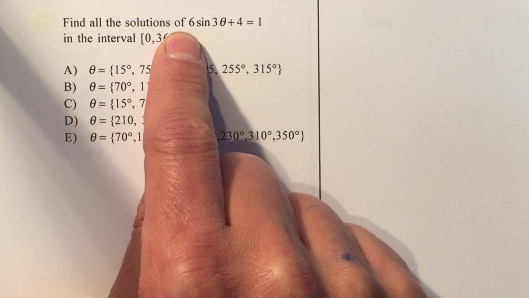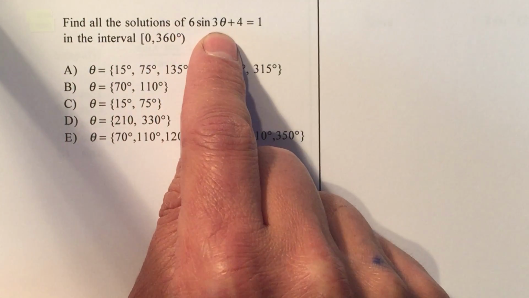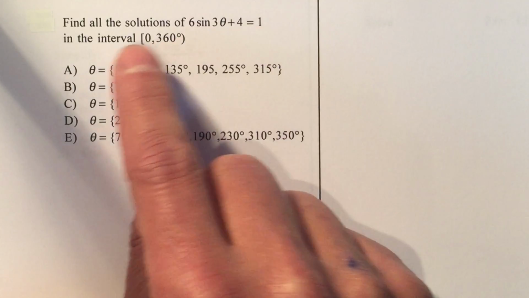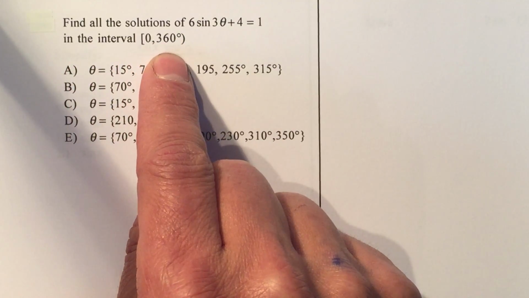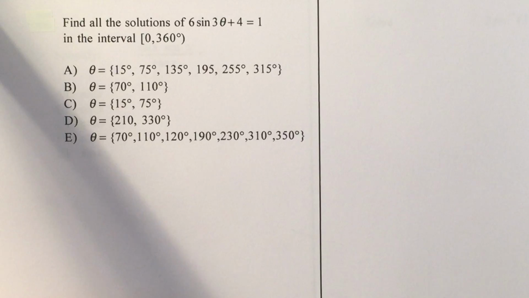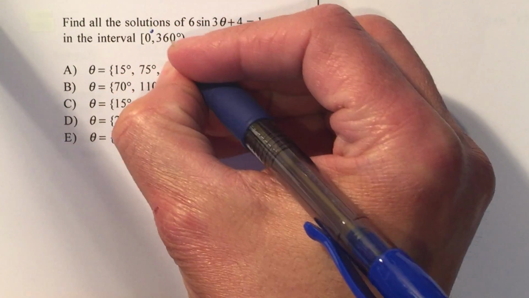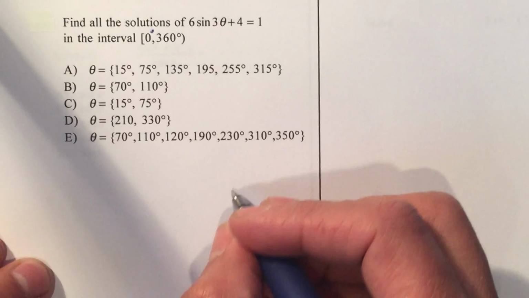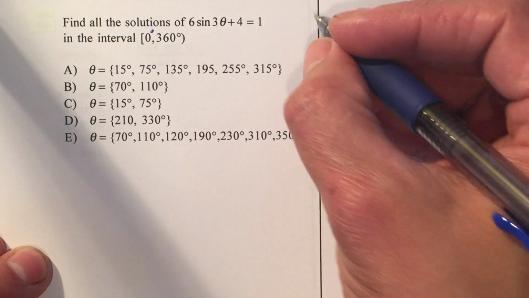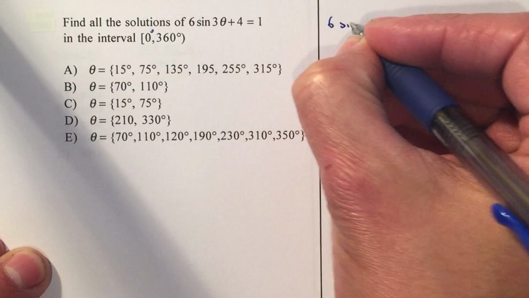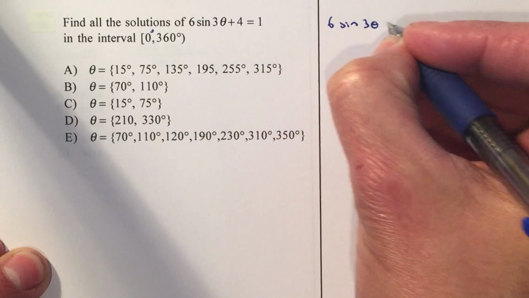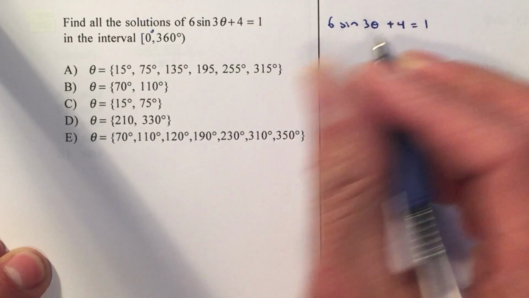Find all of the solutions of 6 sine 3 theta plus 4 equal to 1 within the interval 0 to 360 degrees. So from 0 degrees to 360 degrees. Let's go through the process of solving the equation. We have 6 sine of 3 theta plus 4 equal to 1.